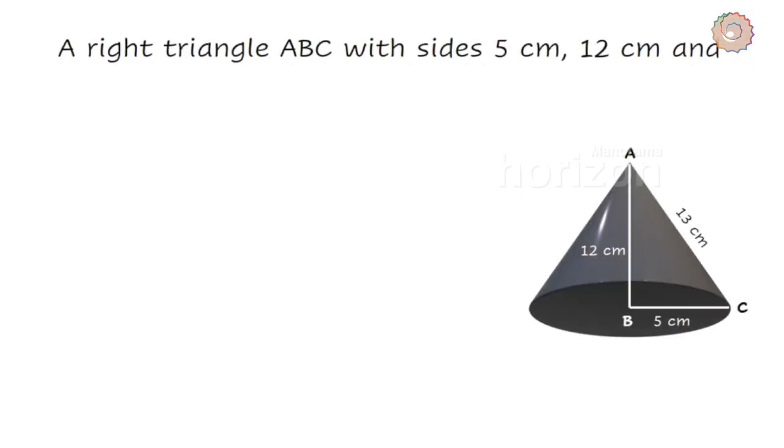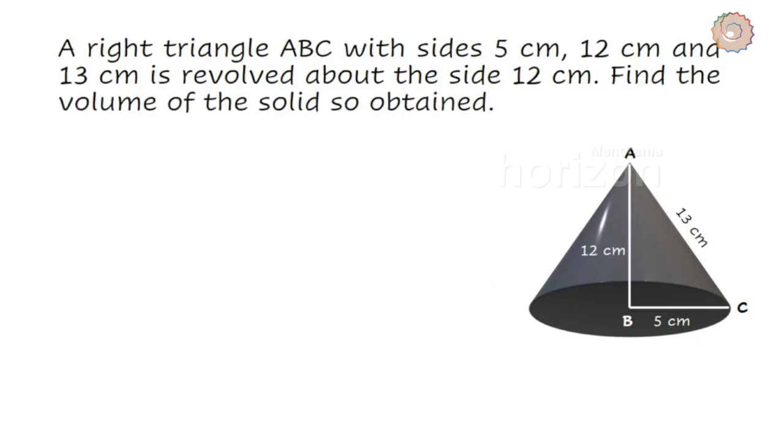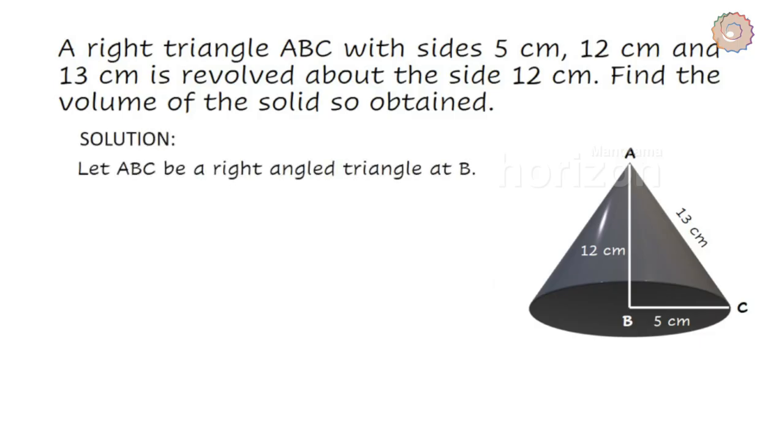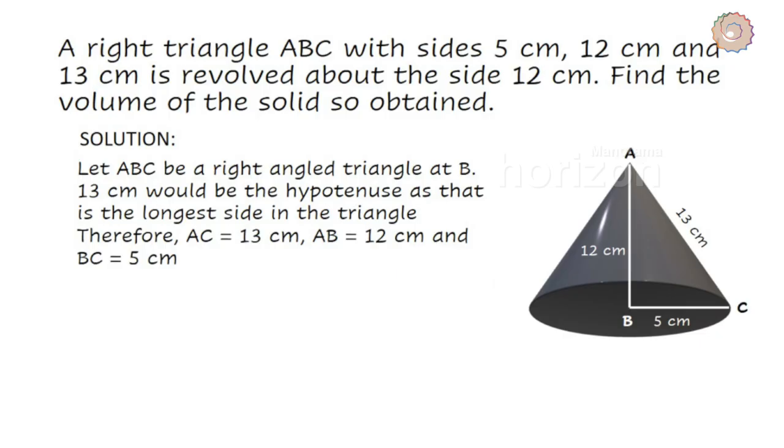A right triangle ABC with sides 5 cm, 12 cm and 13 cm is revolved about the side 12 cm. Find the volume of the solid so obtained. The solution is as follows. Let ABC be a right angle triangle at B. 13 cm would be the hypotenuse as that is the longest side in the triangle. Therefore, AC is equal to 13 cm, AB is 12 cm and BC is 5 cm.